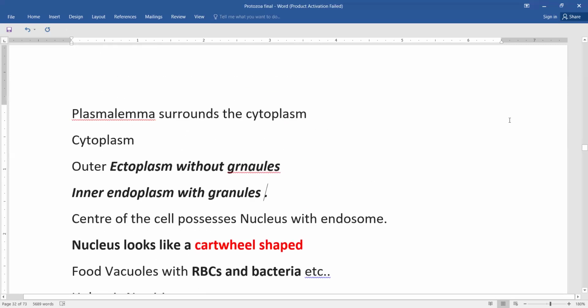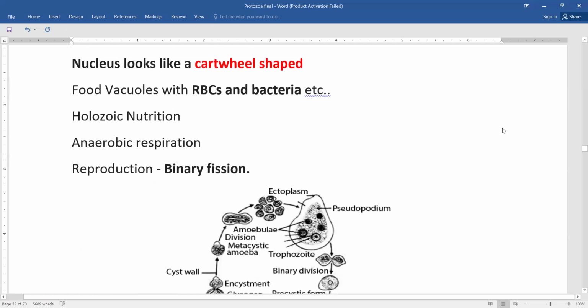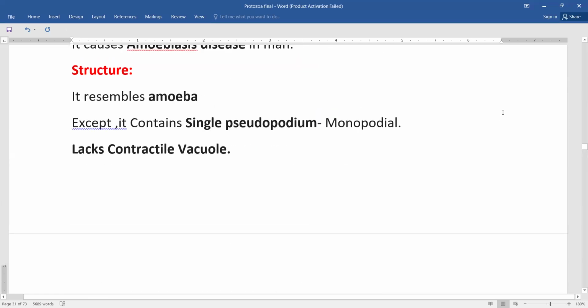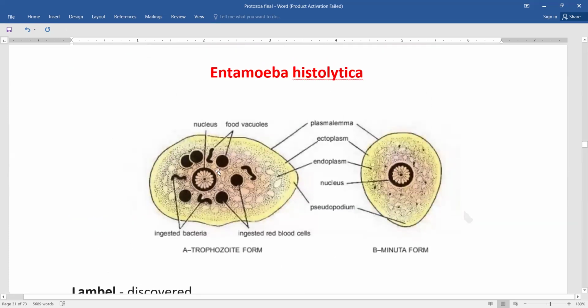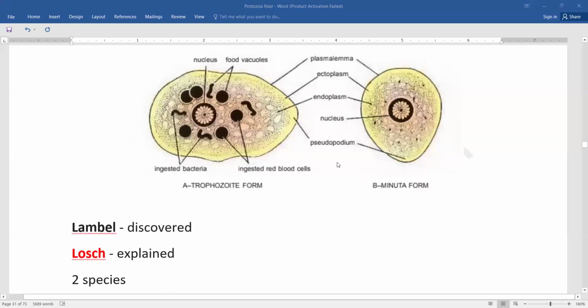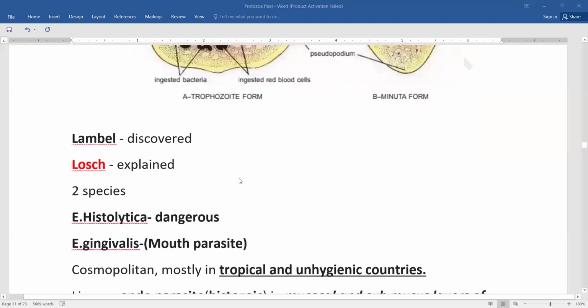So you remember this, which parasite or which animal contains a cartwheel shaped nucleus? Who is that? Anyway, so a cartwheel shaped nucleus is present, right?